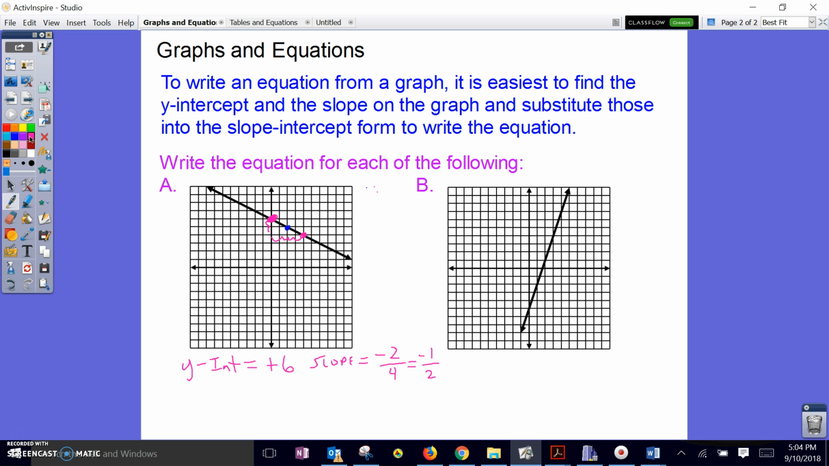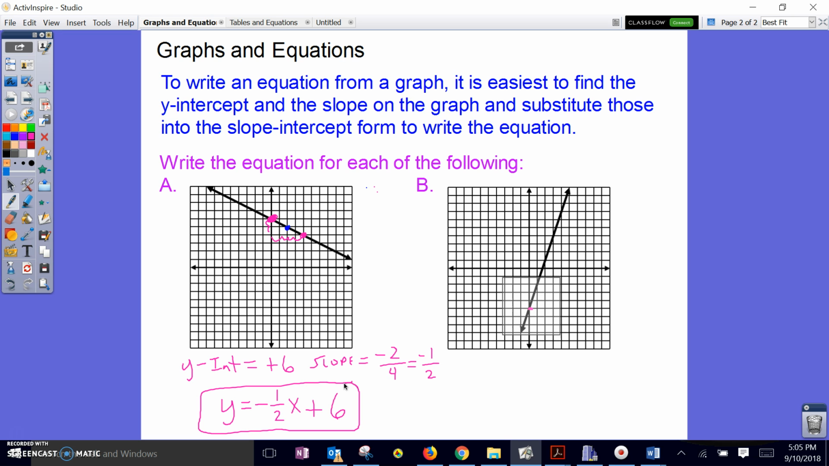Now that I've identified the slope and the y-intercept, it's simply a matter of using y equals mx plus b form. My m value, my slope, is -1/2, so it's going to be y equals -1/2 x, and my y-intercept is +6, and there's our equation. And that's how we can convert from a graph to an equation. We'll do the same thing in part B.